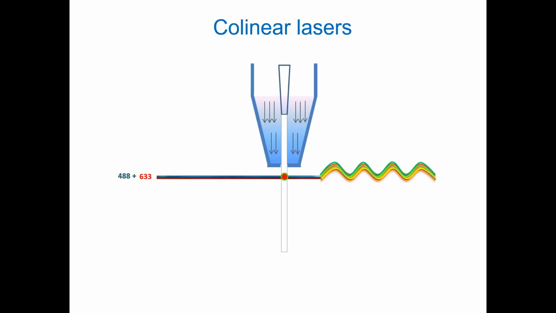There are a few instruments where the lasers are not separated vertically in space. They are focused on the same spot in the stream. These are called collinear lasers. The cells go through the lasers at the same point on the stream, and all the fluorochromes are excited at the same time. We'll talk about the repercussions of this in a few minutes.